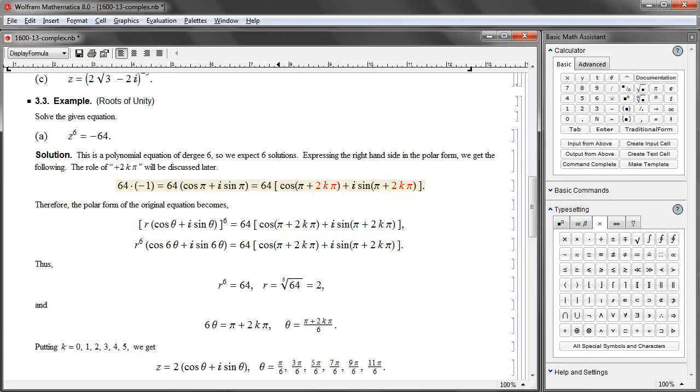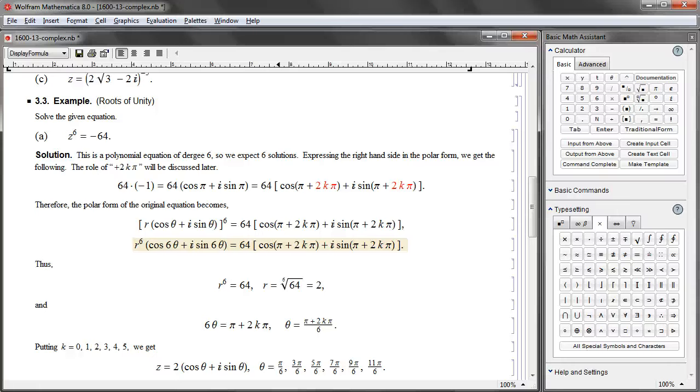Here, when we express 64, please note that adding 2k pi doesn't change anything. So let's put those plus 2k pi. Why? Well, that's going to be answered in a moment. And then we go in the same direction. r times cosine of theta plus i sine of theta, to the 6th power, is equal to the right-hand side with this plus 2k pi. And apply De Moivre's theorem. r to the 6th power times cosine of 6 theta plus i sine of 6 theta is equal to, again, the right-hand side: 64 times cosine of pi plus 2k pi plus i sine of pi plus 2k pi.